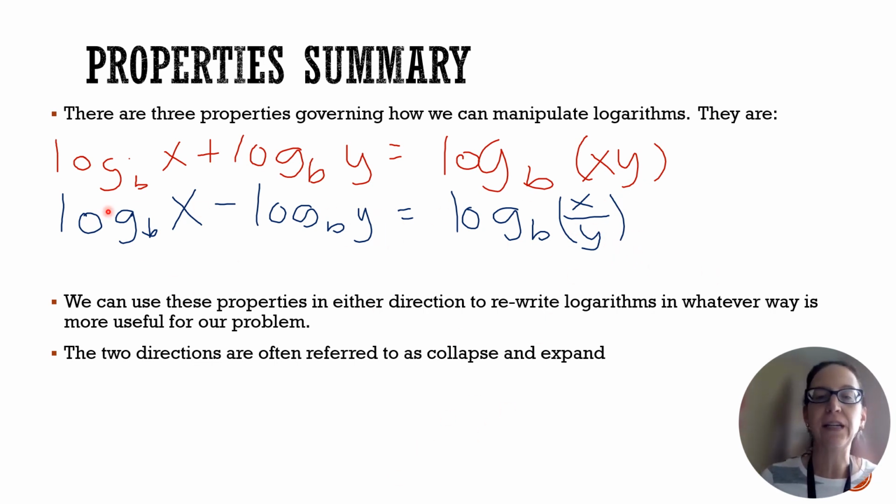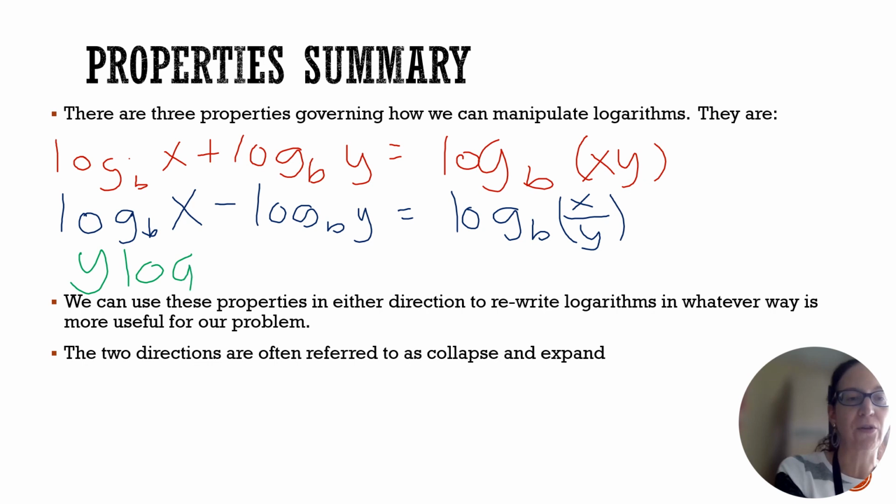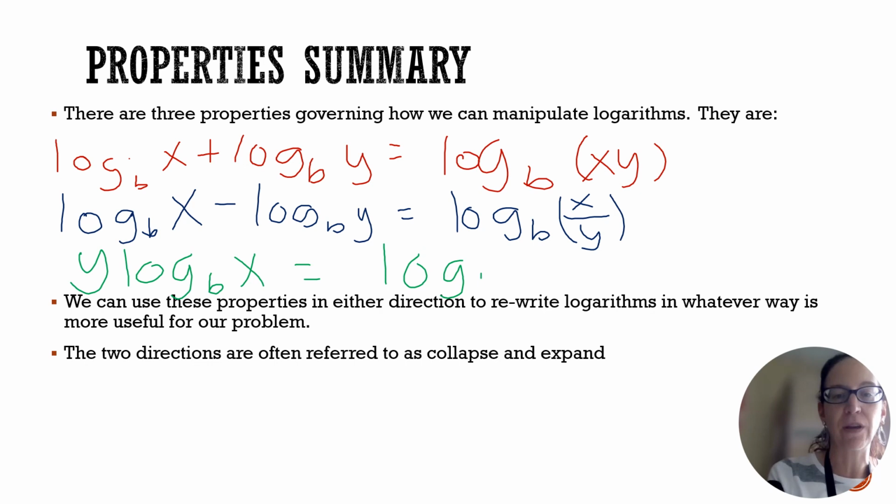This one is easy for students to get confused with the change of base formula, which does have a log in the numerator and also in the denominator. Yeah, that can cause some issues. And then the last one is, what if you have something multiplying your logarithm? So you might have log base b of x, and you're multiplying that by some number y. Well, you can actually take that y and you can move it into the exponent.